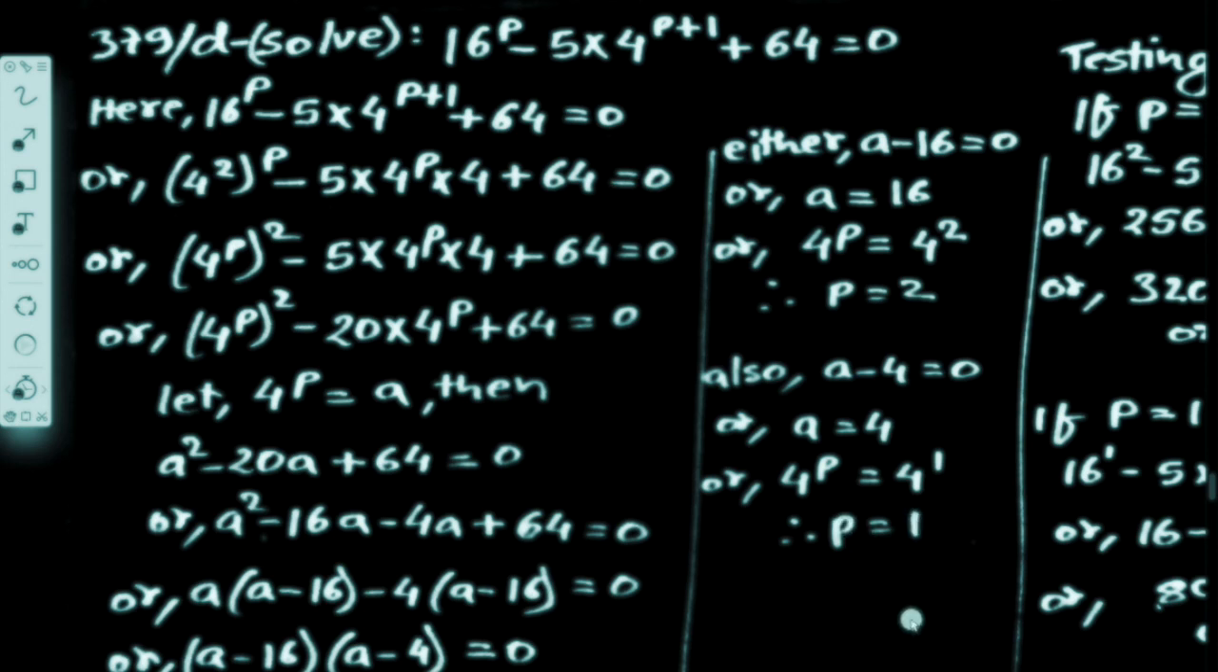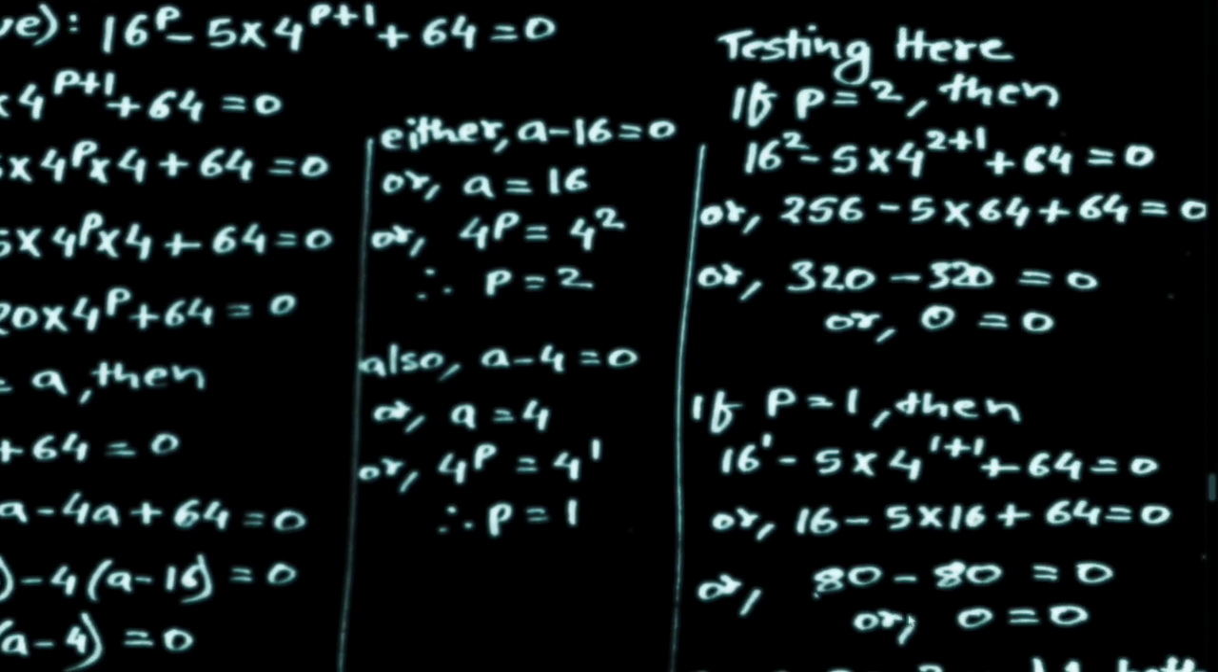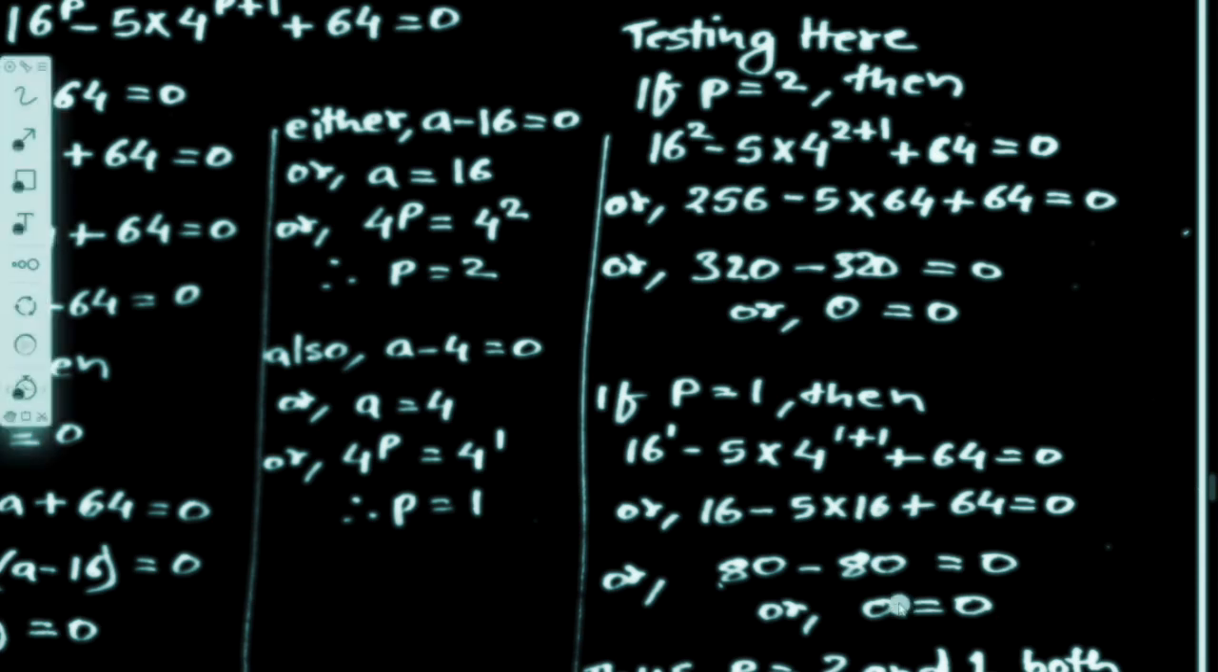Now we have to test whether our answers are right or wrong. This is our equation, and in this equation we put the value of p and make the calculation. If p equals 2, then 16 power p means 16 square, minus 5 into 4 power 2 plus 1, plus 64 equals 0. 16 square means 256, minus 5 into 4 power 3, and 4 power 3 is 64, so 5 into 64, plus 64 equals 0.